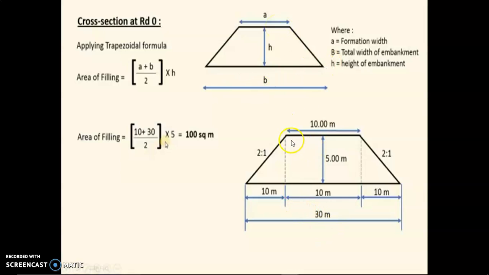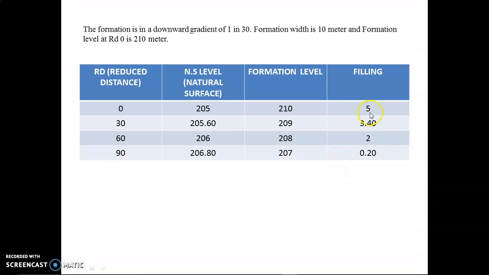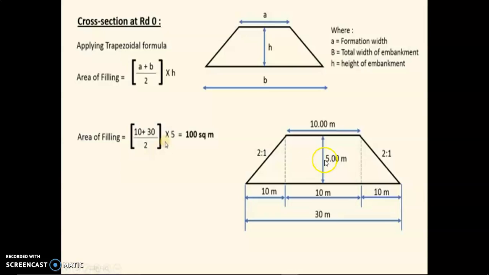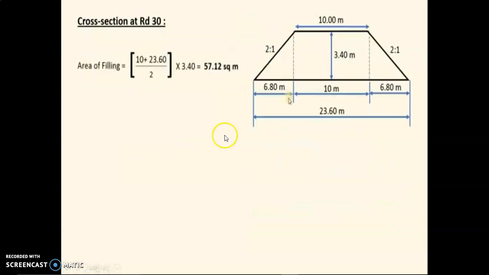For B, this length and this length are equal. Why? Because this is a rectangle. So if this is 10 meter, this is also 10 meter. We know that this value is SD and this value is SD. This concept we already cleared in our previous lecture. Here we find D is equal to 5 meter. So 5 into 2, here we get 10 meter and 10 meter. So total base width is 30 meter. So (A plus B) is 10 plus 30, divided by 2, into height, that is 5. So here we get 100 meter square as the answer.